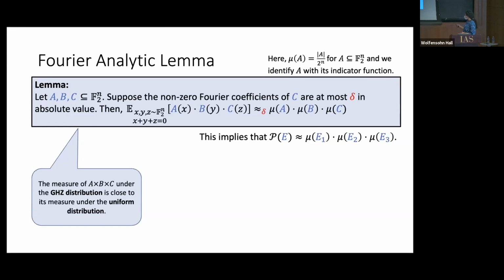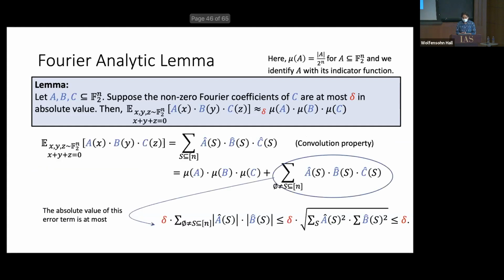So this is powerful because it implies, for instance, you can estimate the measure of product events under the GHZ distribution. So assuming that the Fourier coefficients of E3 are small, it implies that the measure of E under this GHZ distribution is close to the product of measures of E1, E2, and E3. So this statement allows us to replace the GHZ distribution by the uniform distribution. In some sense, it allows us to treat these correlated objects that define graphs by random graphs, so to speak.